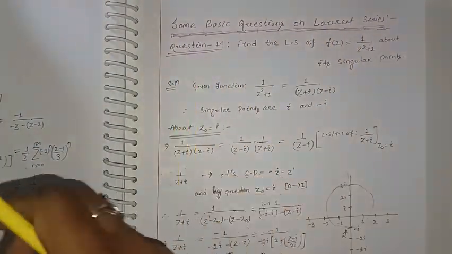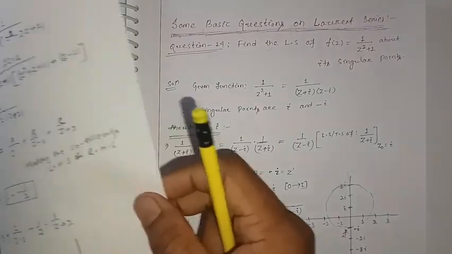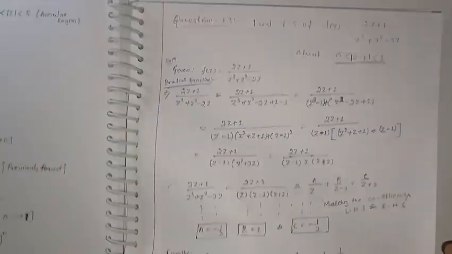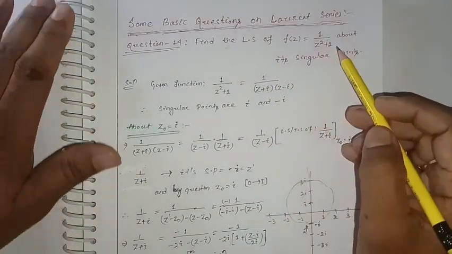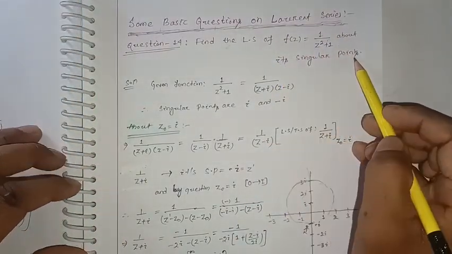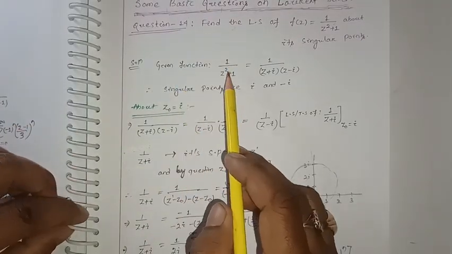Question number 14. Last question was your question number 13. Here we have to find out the Laurent series of the function 1 by z square plus 1 about its singular points. So here the given function is 1 by z square plus 1.